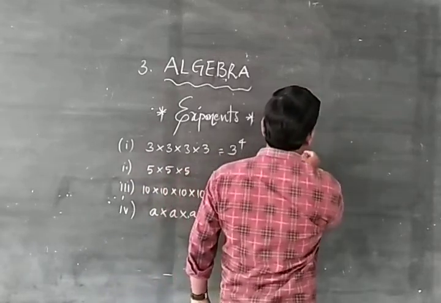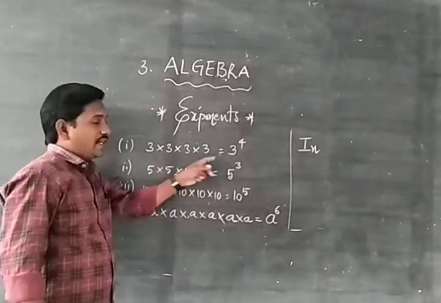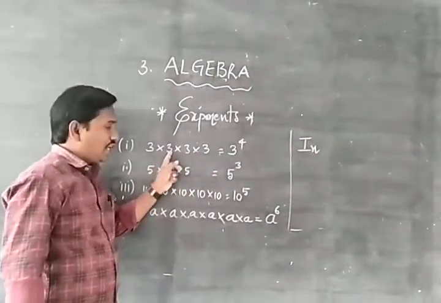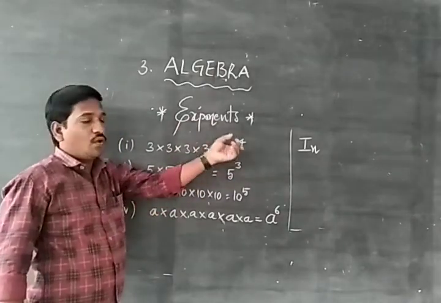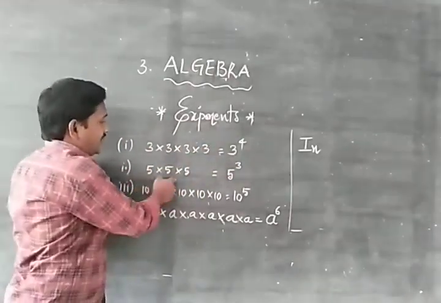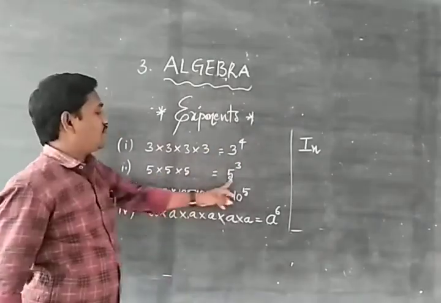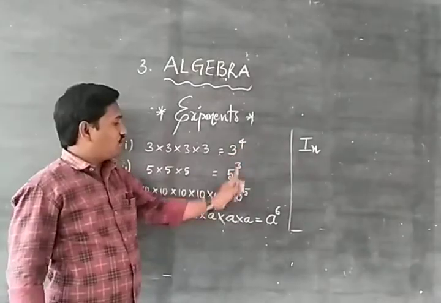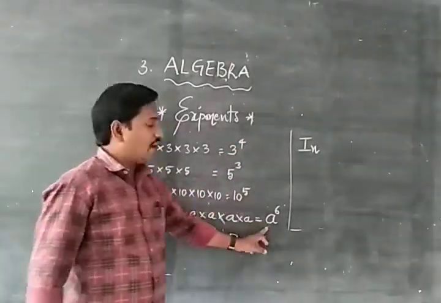In A power 6, how many times is it repeated? Multiplied 4 times: 3 into 3 into 3 into 3 is 3 raised to the power 4. 5 into 5 into 5, the same number multiplied 3 times, is 5 cube. It is 10 power 5. It is A power 6.